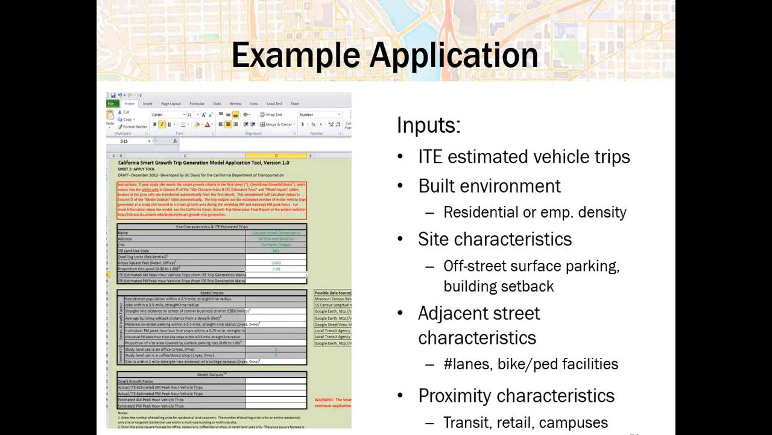It has more inputs than the last model. You first start by inputting your ITE estimated total vehicle trips for that establishment. And then you define the environment through built environment measures, site characteristics including parking and building setbacks, information about the street in which the development sits on, the number of lanes, whether or not it has bike or ped facilities, and then some information about where this location is within the region, like how near transit it is, or if it's near a university campus.